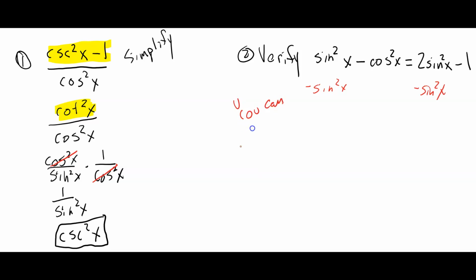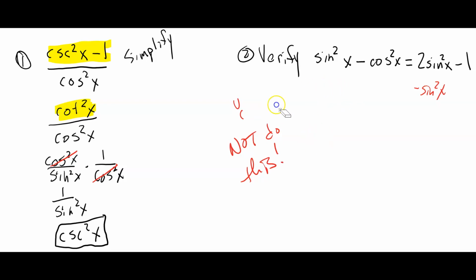You cannot do this. This is a no-no. We cannot treat this like an equation. We're verifying that this is true. We're verifying that the left side is equal to the right side. So we don't want to do an operation to both sides. We have to work on each side independently until we get it to equal the other side.